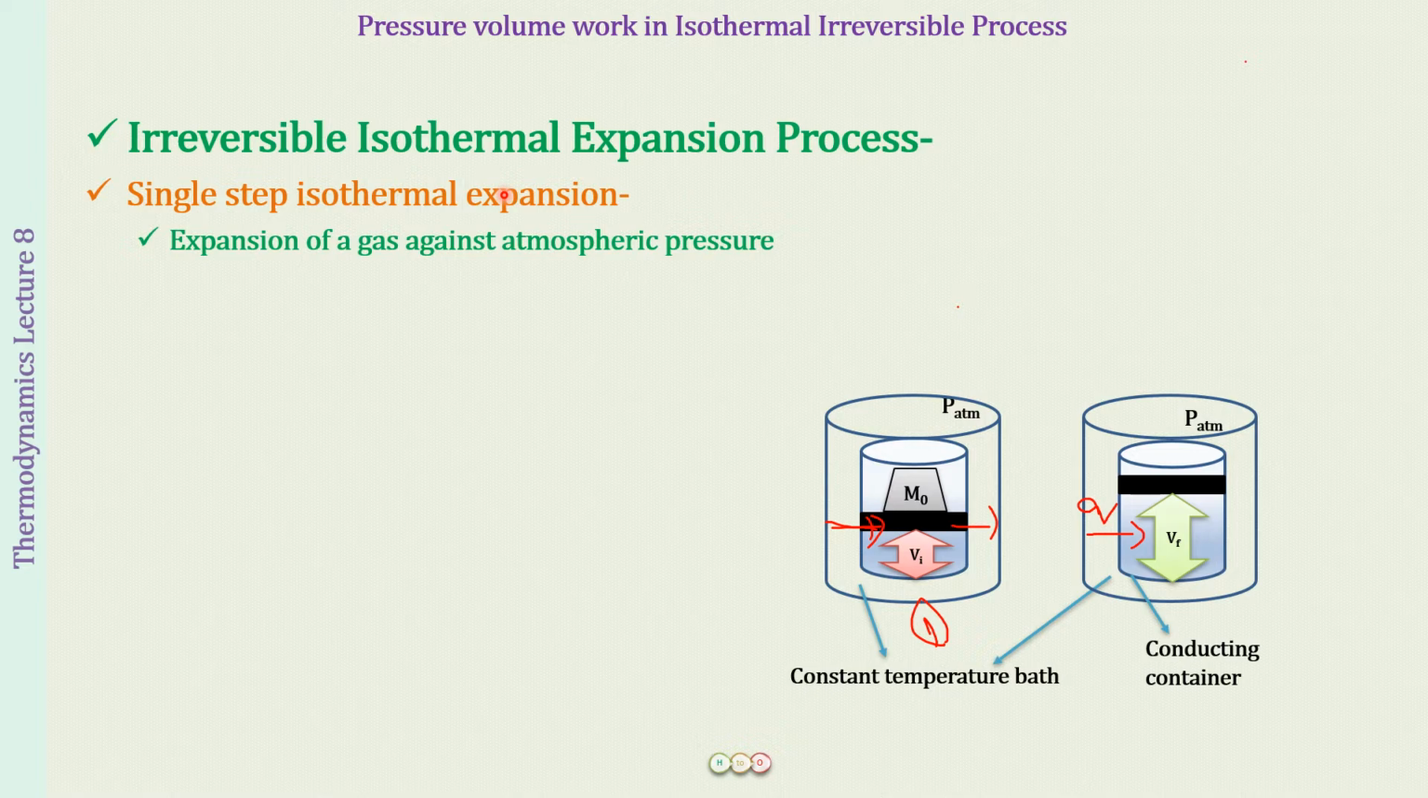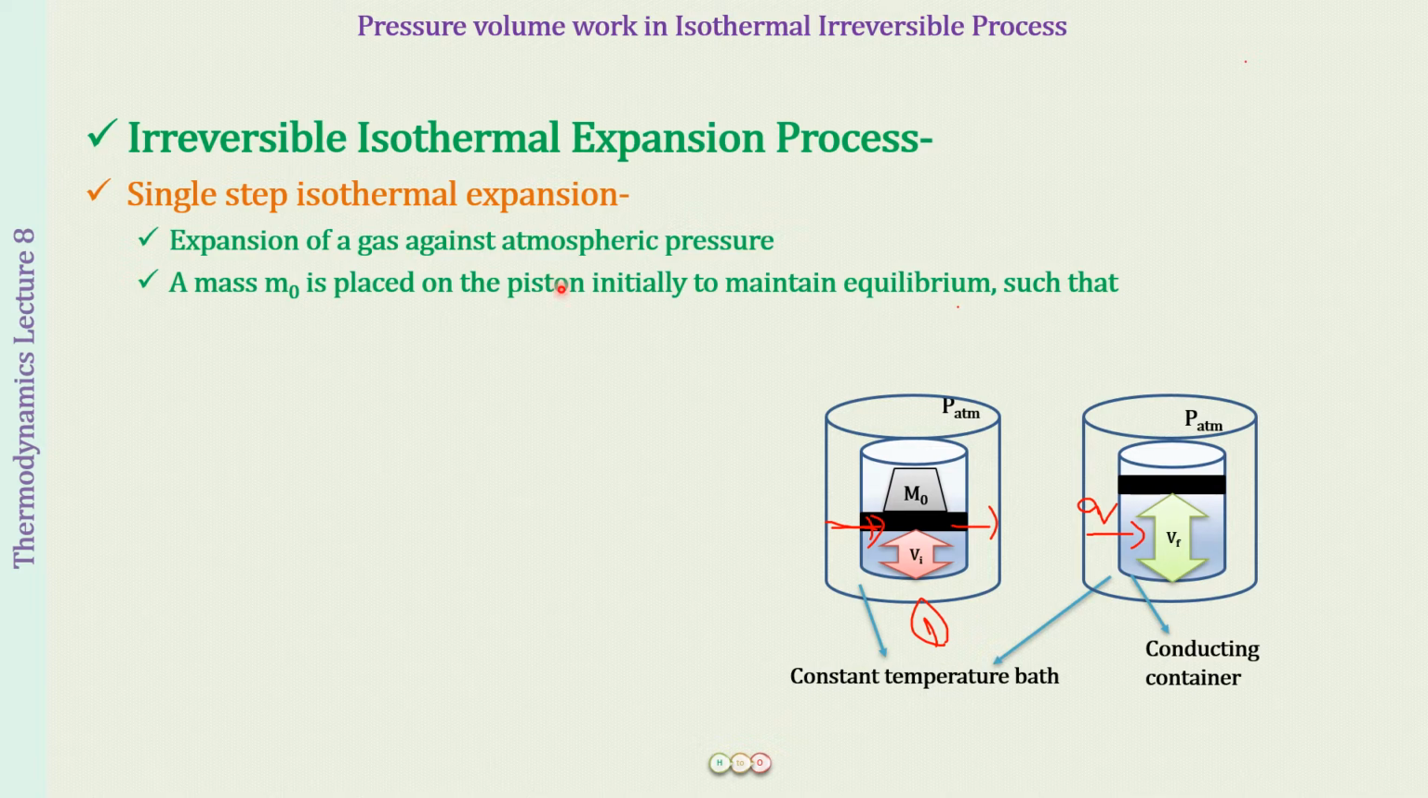But the external pressure that we have taken in this example is atmospheric pressure, that will remain constant when we move the piston from this level to this level. So in the initial setup, what you can see, in addition to the gas, the water bath, and the conducting walls, is this m naught over here. This m naught is some mass that we have placed on the piston initially to maintain equilibrium. What would that mean? Well, what we want is to maintain this piston at this position, so that neither does it move up nor down.